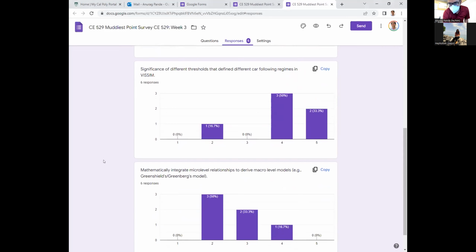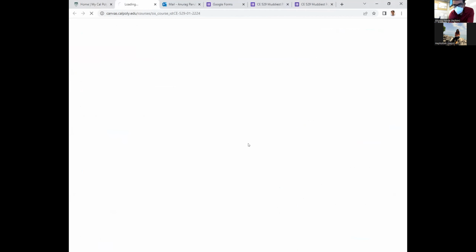So this is the key one. These two last ones, I think that makes sense. Those are the more complicated topics here. Significance of different thresholds that define different car following regimes in VSIM. So when I say different thresholds, this is what I mean by that. Let me go back to my notes here so I can talk about those.